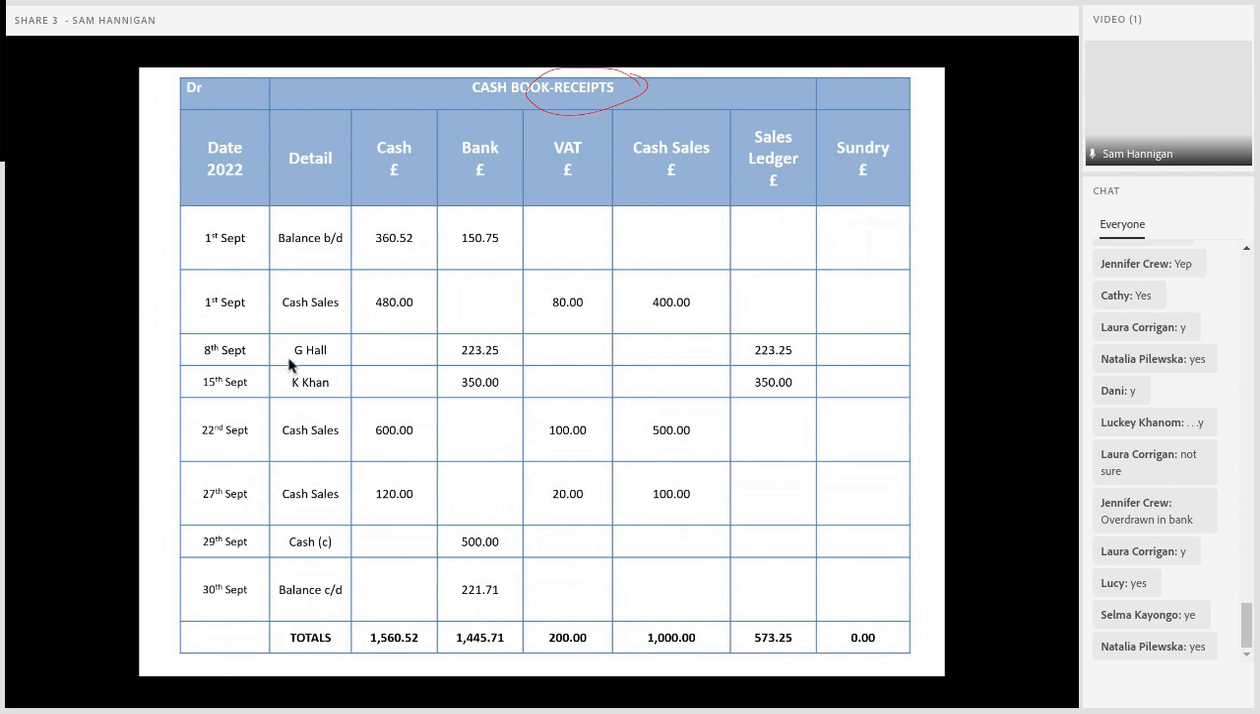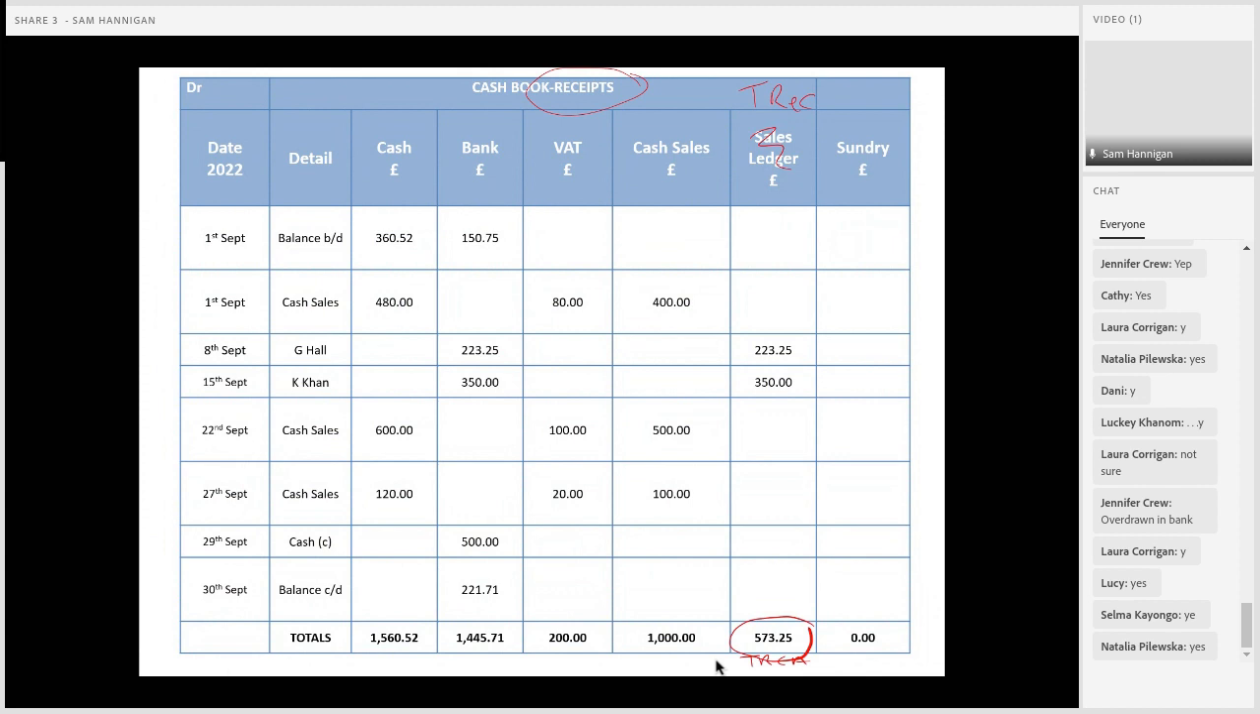G-Hall and K-Carn have gone over straight to the sales ledger or trade receivables ledger, as it should be, which is memorandum accounts and also main ledger account. So what you do there is you would total it up as it is here. You would credit the trade receivables control account and you would credit their individual account. You can see there's no analysis for sales or VAT because that was done at the time we did the day book, the sales day book.